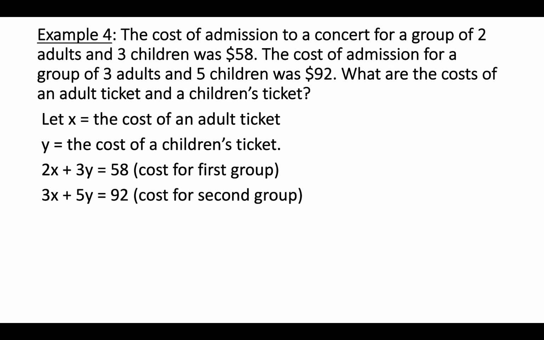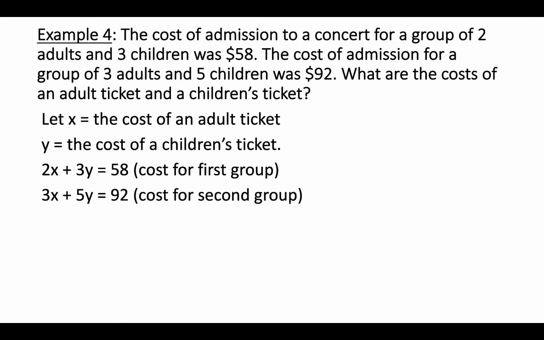In this last example, the cost of admission to a concert for a group of 2 adults and 3 children was $58. The cost of admission for a group of 3 adults and 5 children was $92. What are the costs of an adult ticket and a children's ticket? So the variables are what we're looking for. Let x equal the cost of an adult ticket and y equal the cost of a children's ticket.